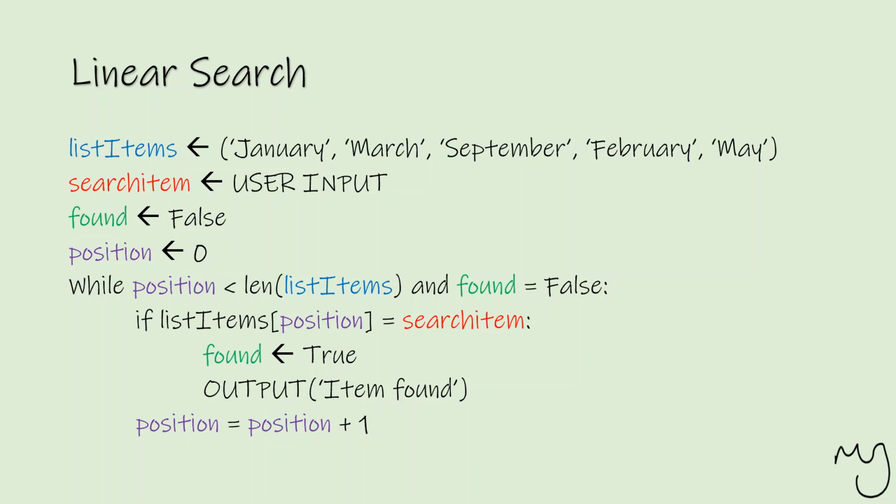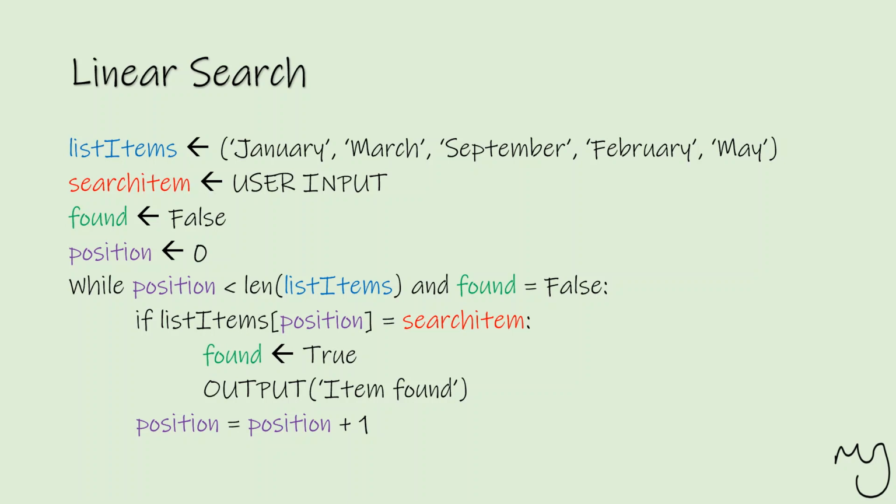I've then got a search item that is specified by the user. I've then got a found variable, which I'm using as a Boolean flag. And I've then got another variable called position, which I'm setting initially to 0. I then have the commencement of an indefinite loop. The condition for my loop is that position has to be less than the length of the items that I have, and that found has to be equal to false. The reason for that is because once the item's been found, I then flip found, reassign found to being equal to true, and there's no point in continuing to search for something if you've already found it.